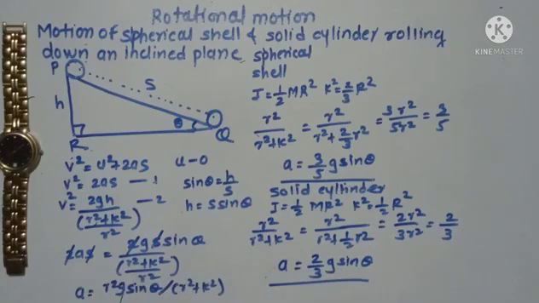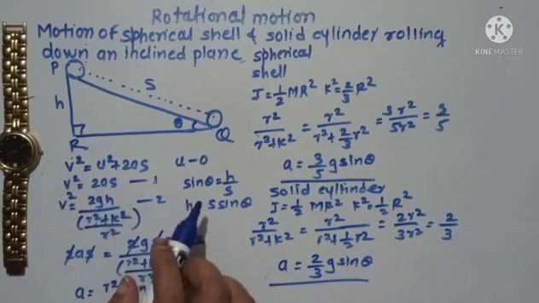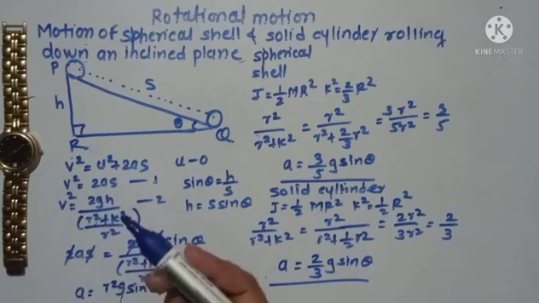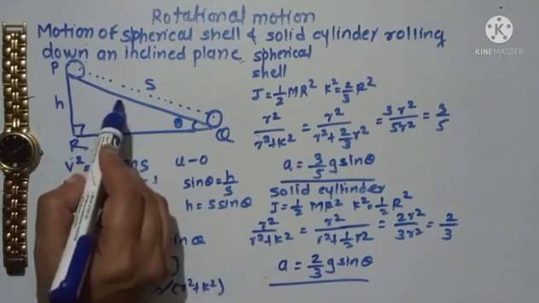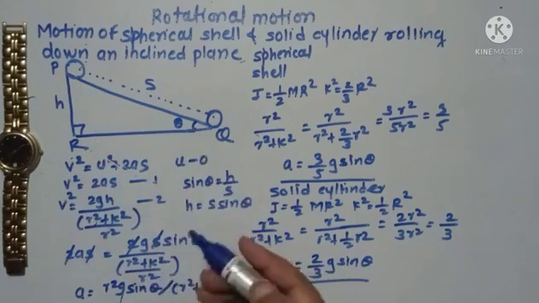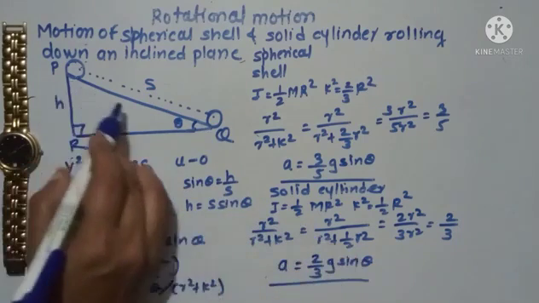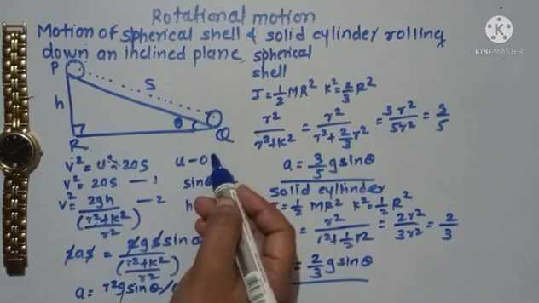Now from these expressions we come to know that whenever any body is rolling down an inclined plane, the body consists of translational motion as well as rotational motion. So it will have linear velocity as well as angular velocity. It will have linear acceleration as well as angular acceleration.